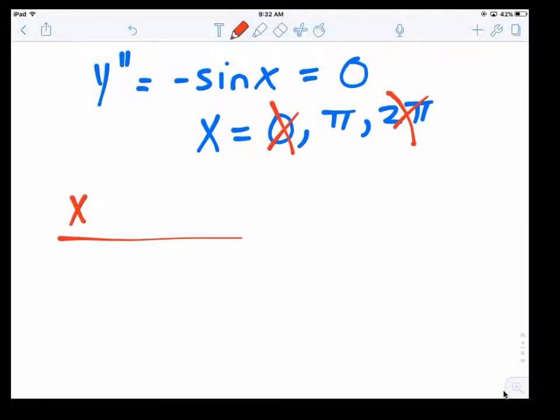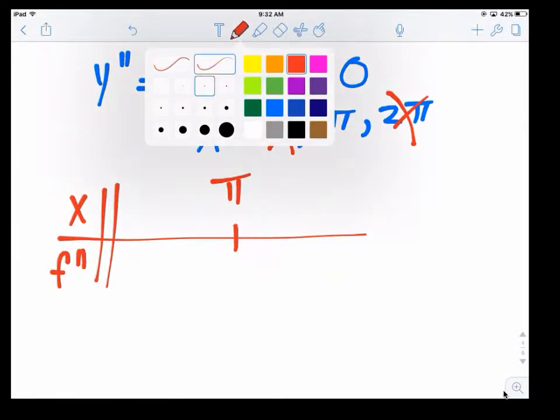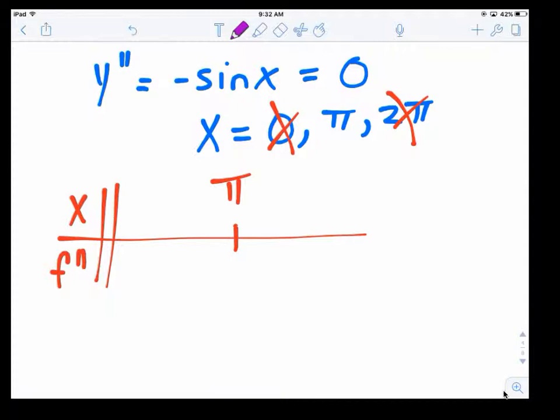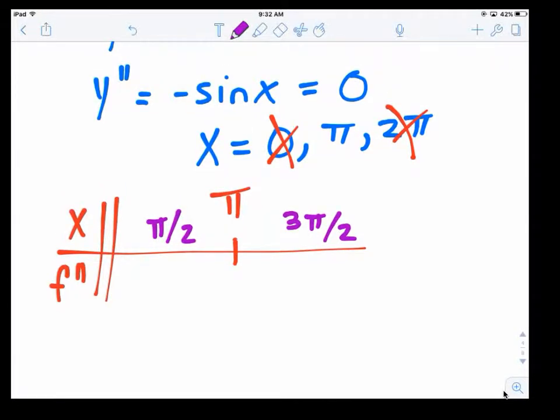All right, so for f double prime, we got pi. I'm going to test a little bit to the left and a little bit to the right. So I can do, say, pi over 2, and then 3 pi over 2. And again, you're plugging those values into your second derivative. So sine of pi over 2 would be 1, and then we got the negative on the outside, so that would be negative. And if you do 3 pi over 2, sine of 3 pi over 2 is negative 1, and then you got the negative on the outside, so that makes it positive.